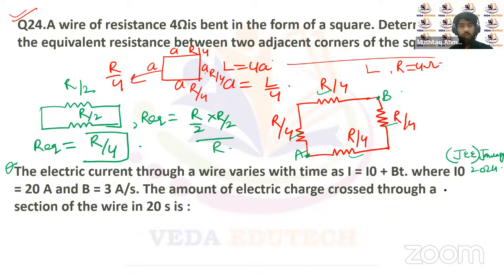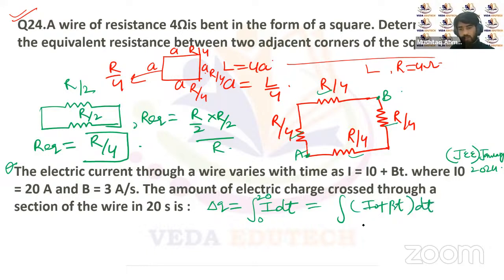The electric current through a wire varies with time as I naught plus BT, where I naught is equal to 20 ampere and B is equal to 3 amperes. The amount of electric charge crossing through a section of the wire in 20 seconds? We also discussed that the amount of charge we can calculate either by using the graph or by integrating the current with time. So it will be the integral of I dt with the limits 0 to 20. Now the value of I is given as I naught plus beta t, dt with the limits 0 to 20.